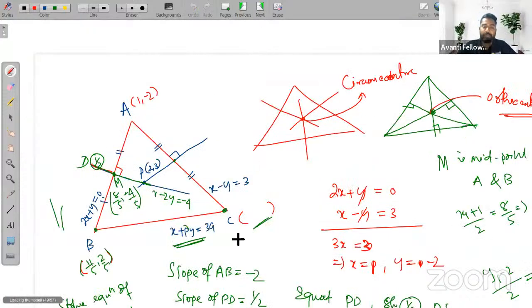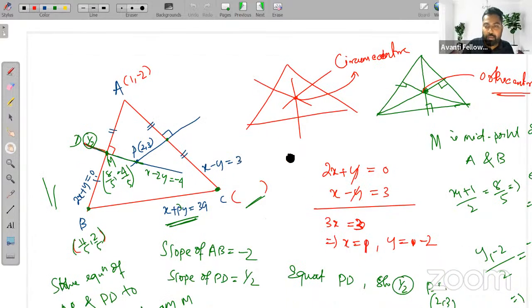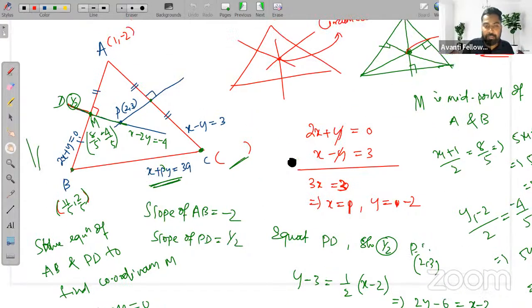Is that clear to everyone, guys? Is that clear to everyone? Janvi, Srikakulam, is it clear? Everyone, I'm asking everyone. Just let me know. If you have any doubt, you can ask me also.